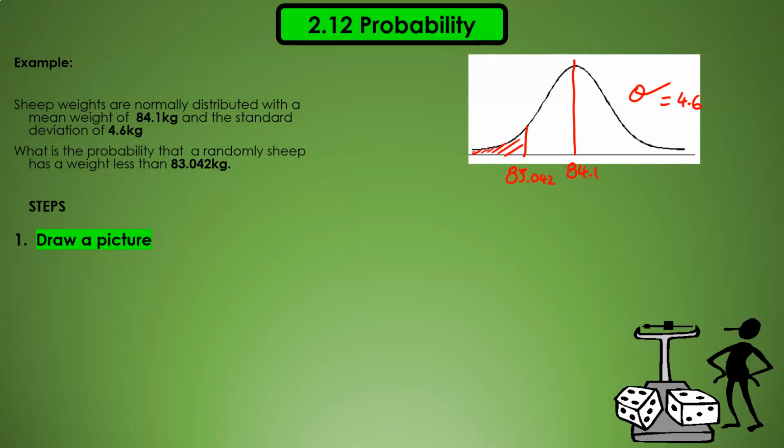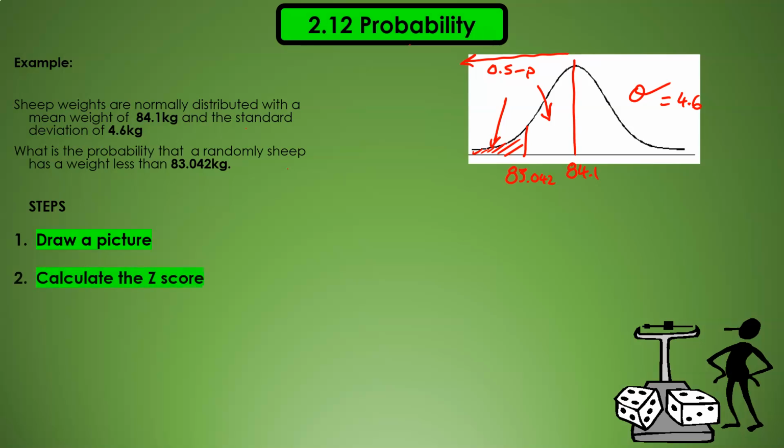What that's going to mean is that our table is going to give us this area. So we have to take this area away from the total of this half probability. So when we get the probability from the table, we will have to take that away from 0.5 to get what that is.